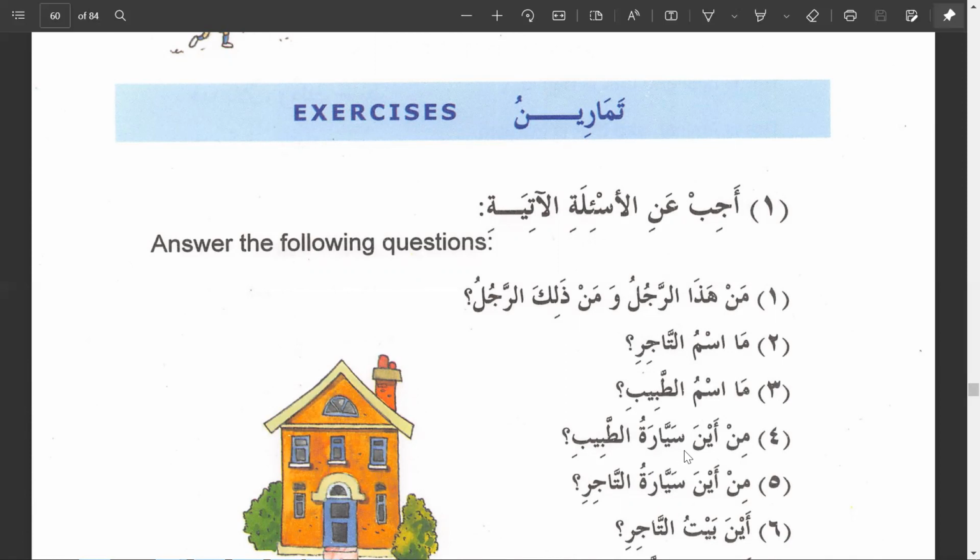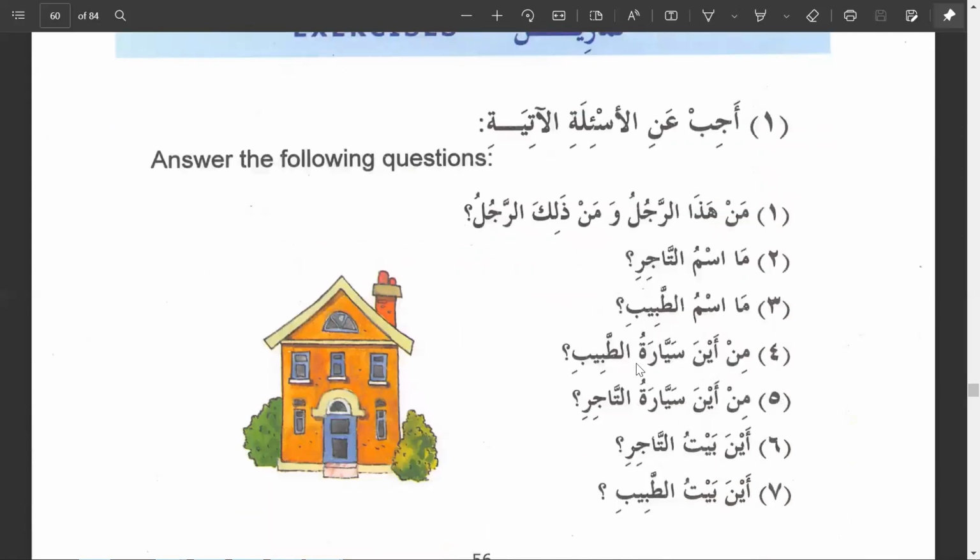Sa'idun. Okay. Min aina sayyaratu tabibi? Min means from, and aina is where. So min aina is from where. Tabib is doctor, right? From where is the doctor's car?